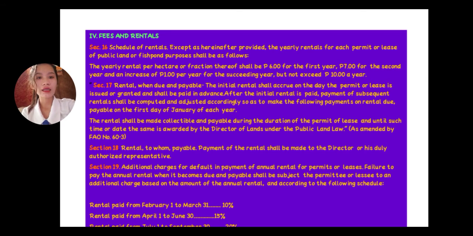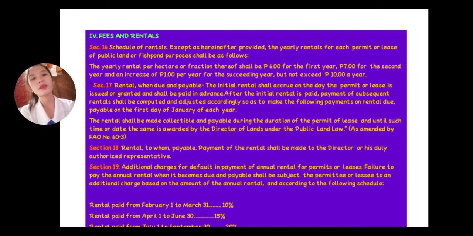So kada isa ka year is 6 pesos. Sunod musaka siya sa second year, mahimo na siyang 7 pesos. Pero kada year musaka, butangan na siya og increase nga 1 peso. Hangtod musaka na ang year, pero dili jud siya molapas og 10 pesos.